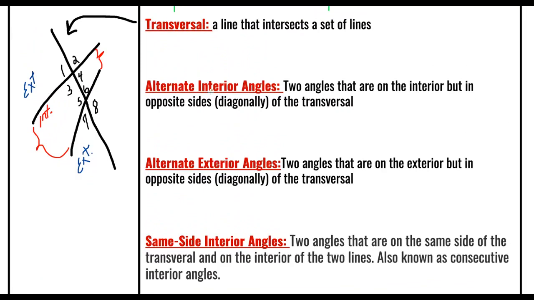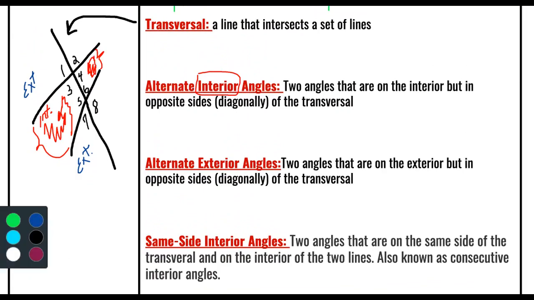All right, so alternate interior angles are first. It does say interior, right? So we're only going to be looking in the interior of the two lines. So I already have that in red. In between the two lines is the interior, okay? It says they are opposite each other, diagonally across the transversal. Let's highlight this transversal and make it stick out. This is the transversal in yellow.